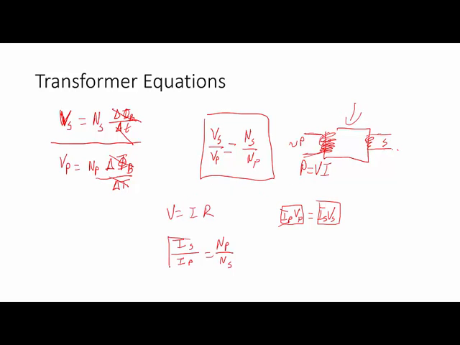So these two equations show us that together energy is conserved. A step up transformer increases voltage, a step down transformer decreases voltage, but they do the opposite thing with current.